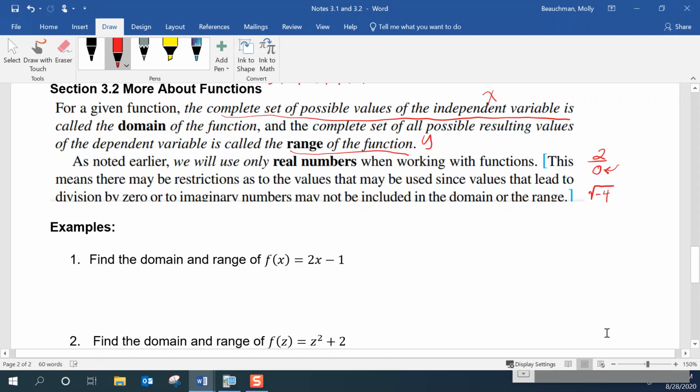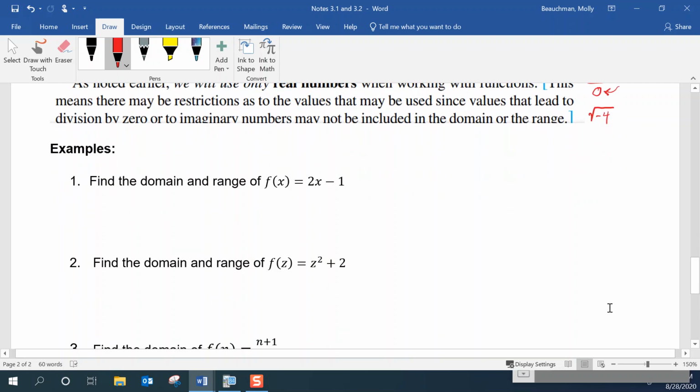So the first example is find the domain and range of f of x equals 2x minus 1. So we want to know the domain, which are all the values for x, the inputs that we can put into this function and get an output. So when you think about restrictions, can we put all the negatives in there? Yep, we can take 2 times any negative. Can we put 0? Yes. Can we substitute positive numbers? Yes. So this means we're not limited on any x value real number that we can put in there. So the domain is all real numbers.